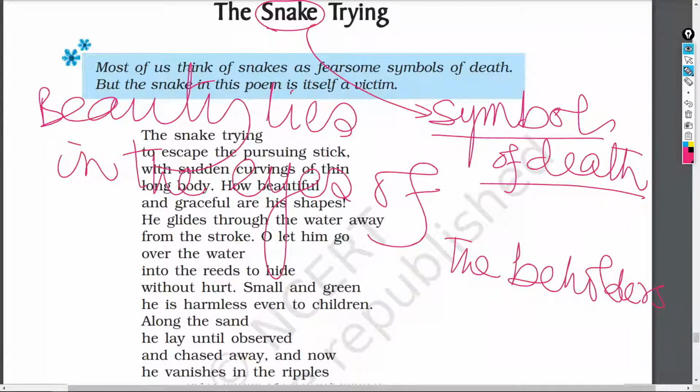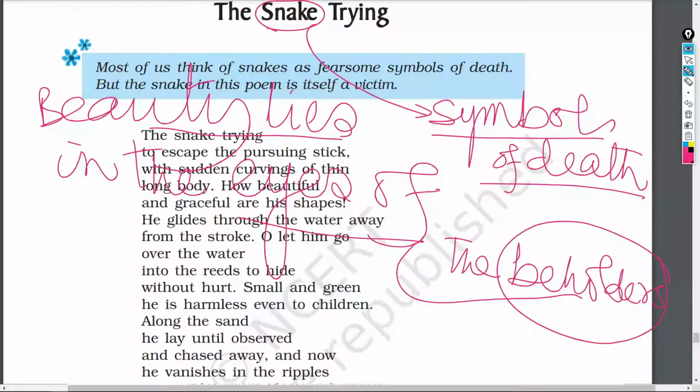Beholders. That means beauty actually differs as the observer differs. Your concept of beauty may be different from others' perspective of beauty. Therefore, beauty actually depends on the onlooker, the observer, or the beholder. Here also we will see how the snake is depicted or portrayed in a beautiful manner.